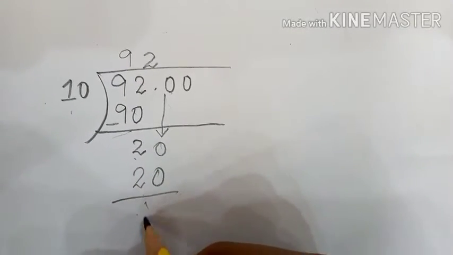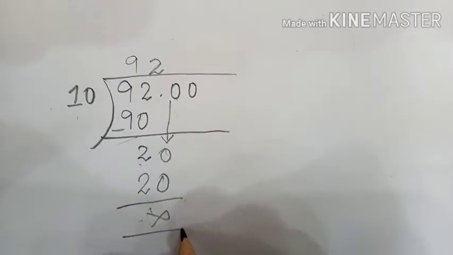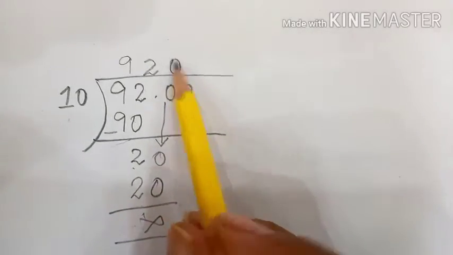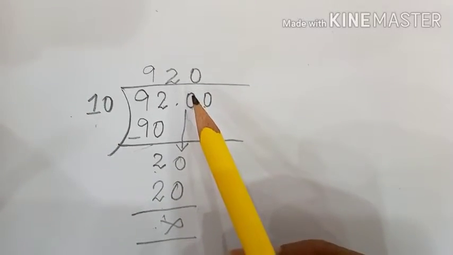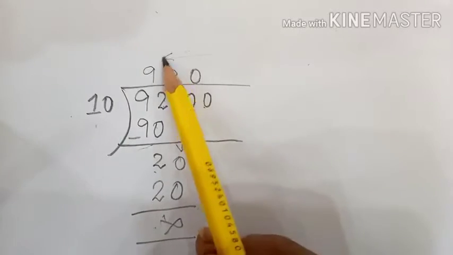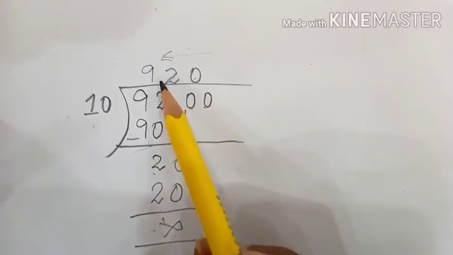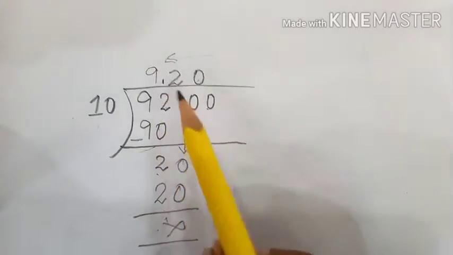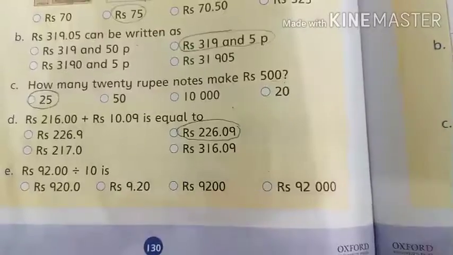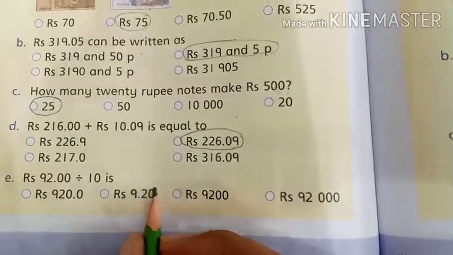20 minus 20 is equal to 0. It is divided fully. And this 0 will jump here. Okay students, now we will put the point by counting the two numbers from the right side to the left. 1, 2, here we will put the point. The answer is 9.20. We will choose this option.